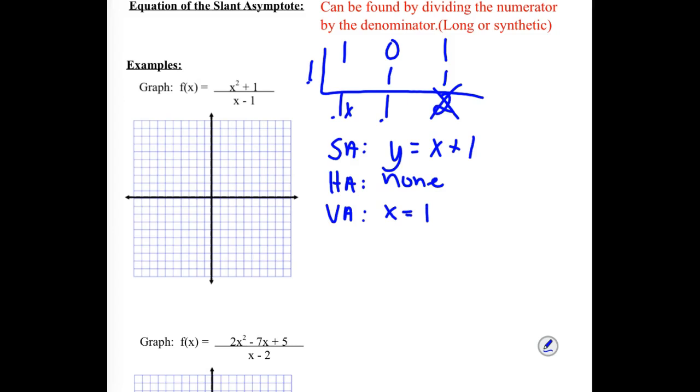All right, so let's fill that information in. Vertical asymptote at x equals 1. Our slant asymptote is that line y equals x plus 1. Okay, so we have a slope of 1, y-intercept of 1. Okay, so I'm starting at y being 1. I'm going to do a line that has a slope of 1.